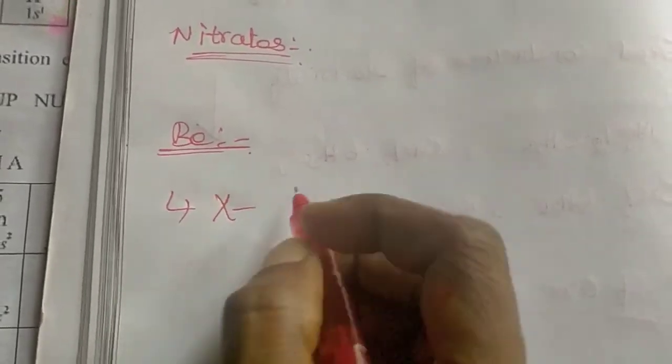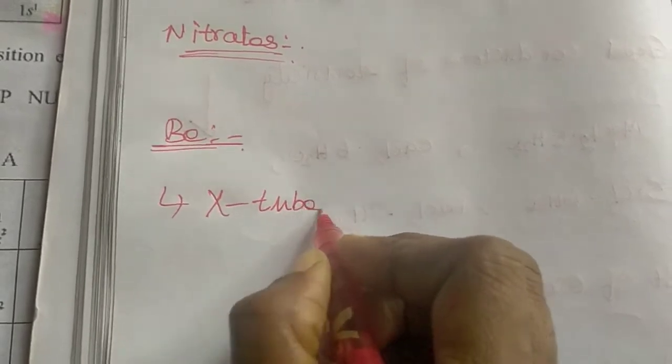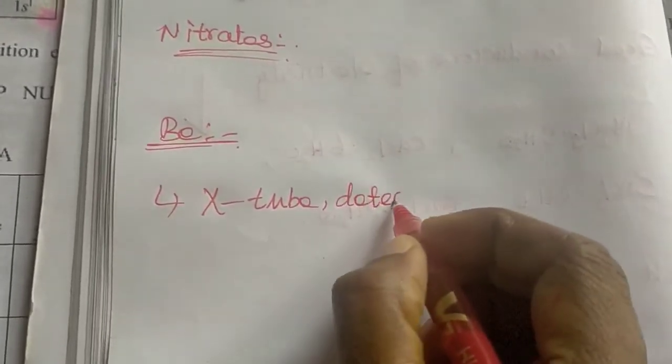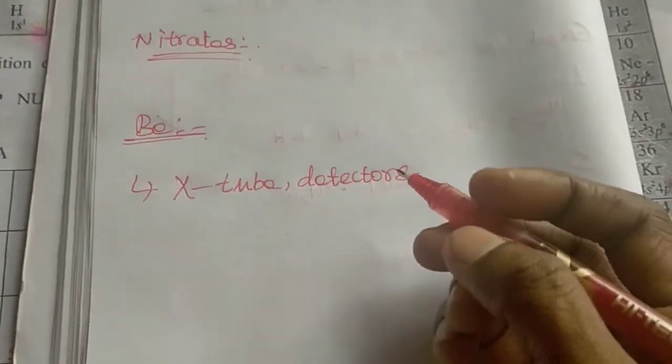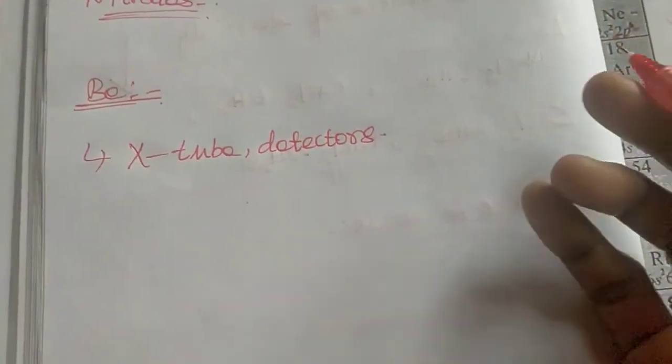Beryllium is a rare element, and because of its low atomic number and low absorption of X-rays, we can use it as a radiation window. In a radiation window we use this beryllium, and for X-ray tubes and X-ray detectors. The radiation window also uses the same beryllium.